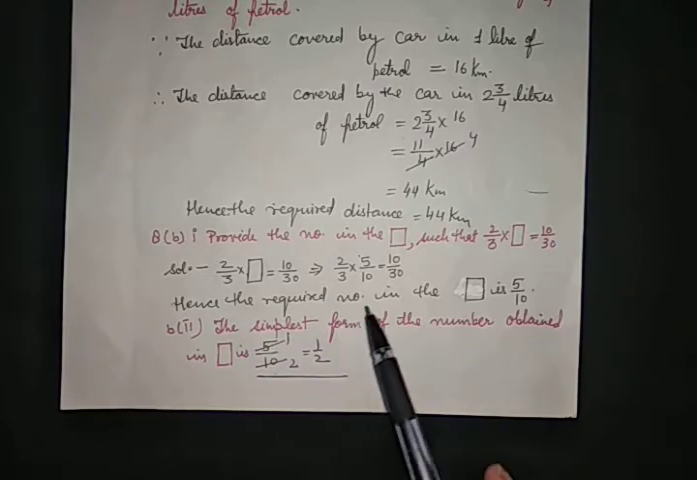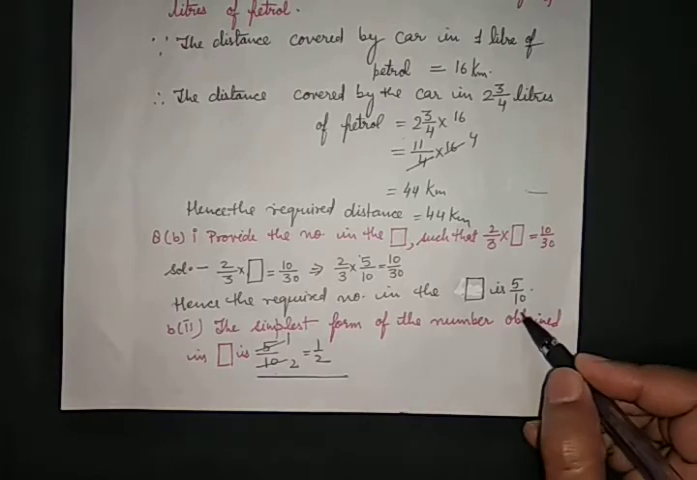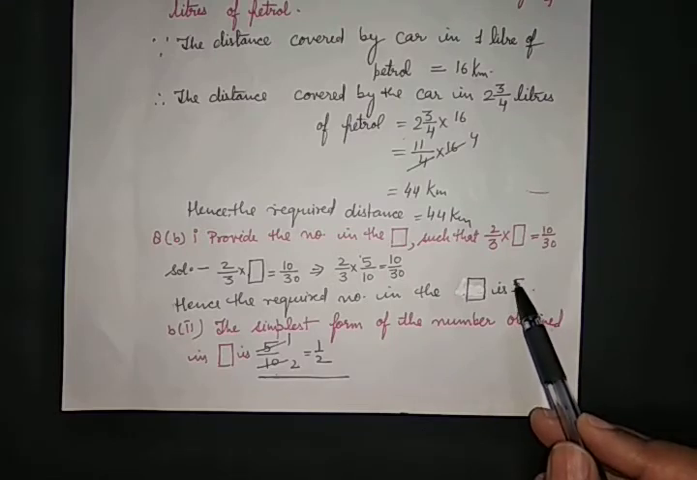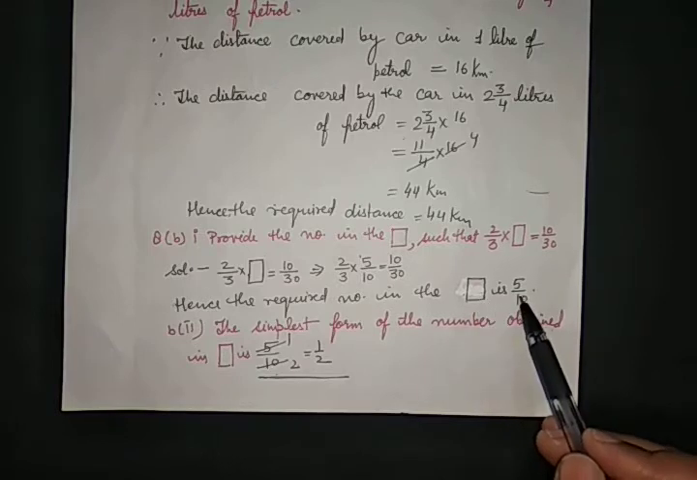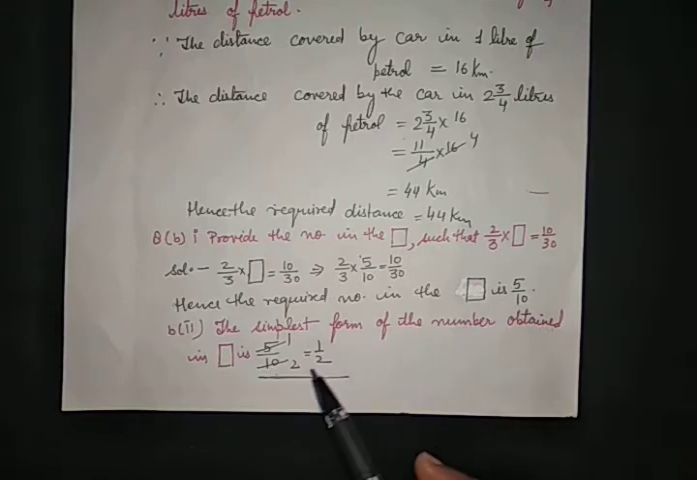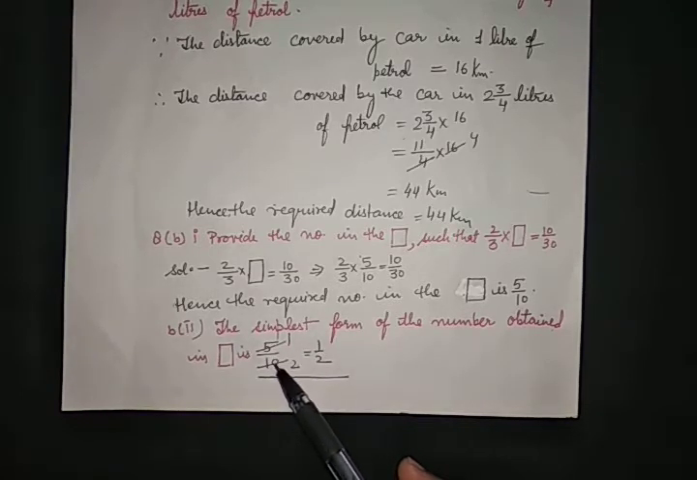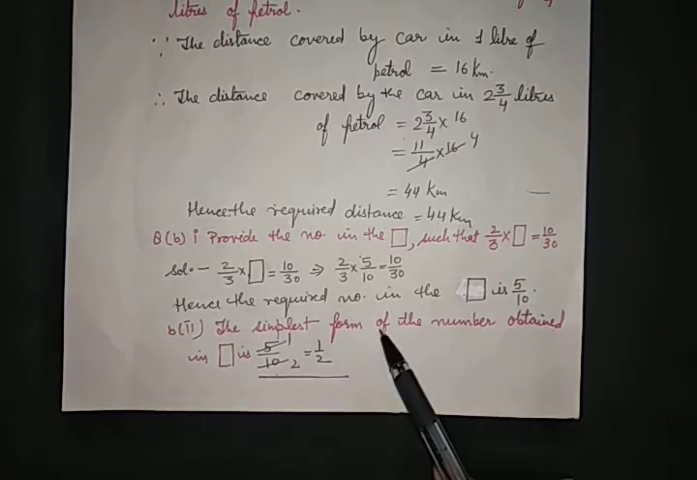Now the second part of the B part of question 8. The simplest form of the number obtained in the box is. Simple. We have got here 5 upon 10, which we have got in the box. Now we have to write it in the simplest form. So 5 upon 10, we will simplify, we will reduce. So what we will get? 5 1s are 5 and 5 2s are 10. Answer is 1 upon 2.